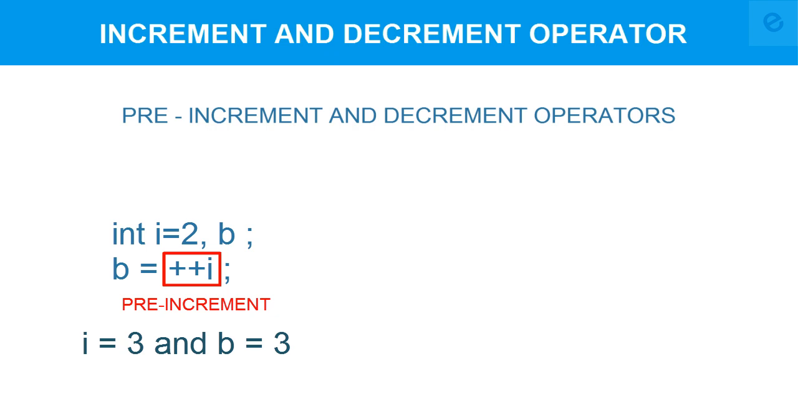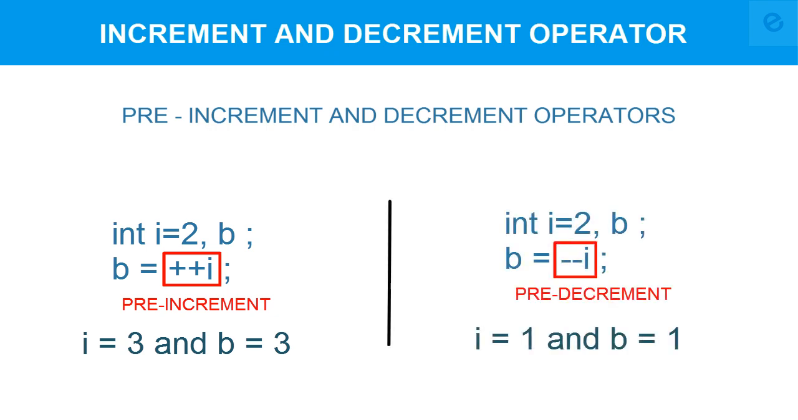In the same way, the pre-decrement operator also works. It first subtracts 1 from the value of I, then it assigns the value of I to b. If the sign of increment or decrement is before the variable, then it is known as the pre-increment or pre-decrement operator.